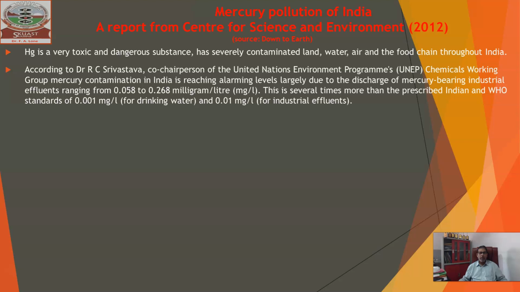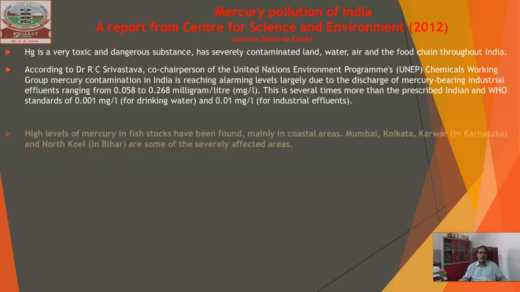According to Dr. R.C. Srivastava, co-chairman of the United Nations Environment Programme chemicals working group, mercury contamination in India is reaching alarming levels, largely due to the discharge of mercury-bearing industrial effluents ranging from 0.058 to 0.268 milligrams per liter. This is several times more than the prescribed Indian and WHO standards.